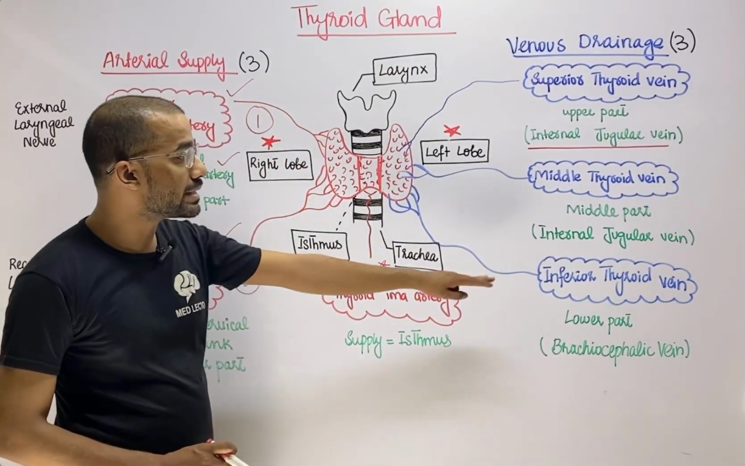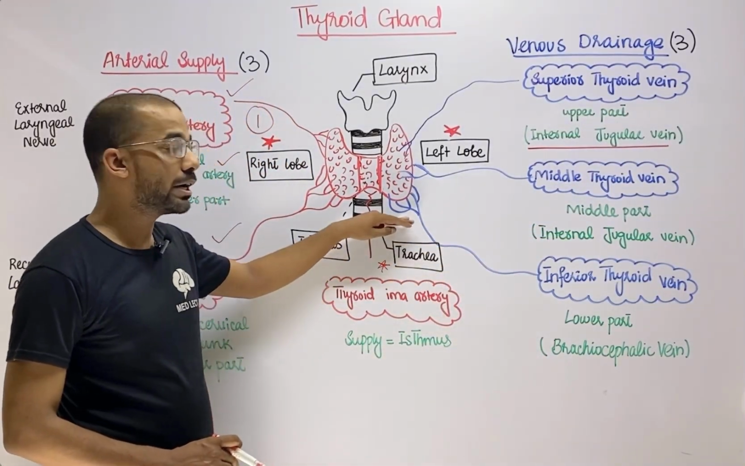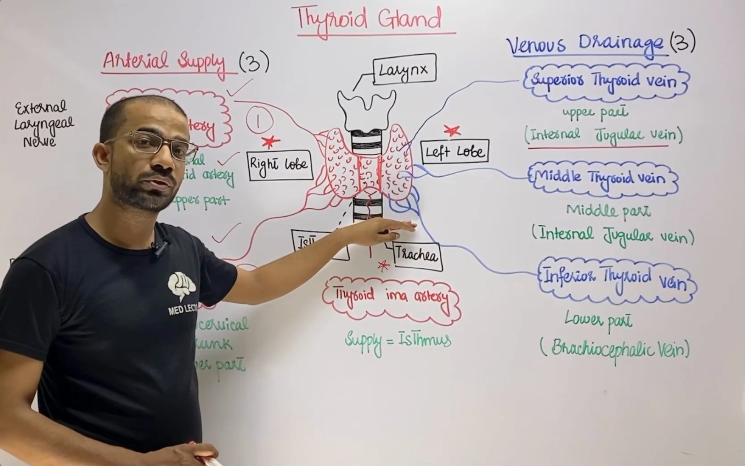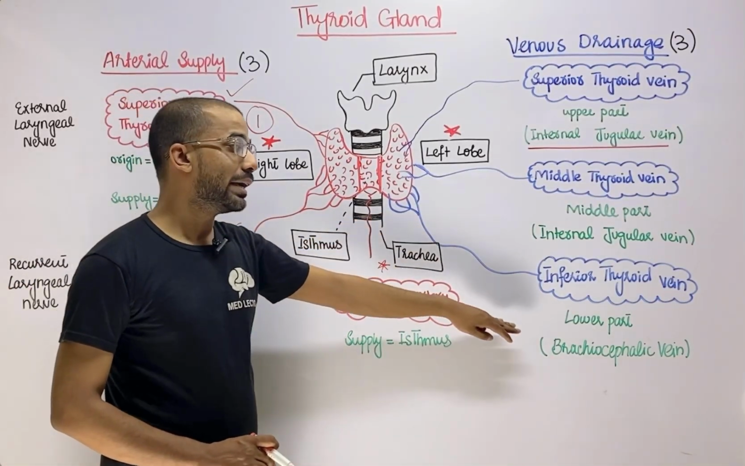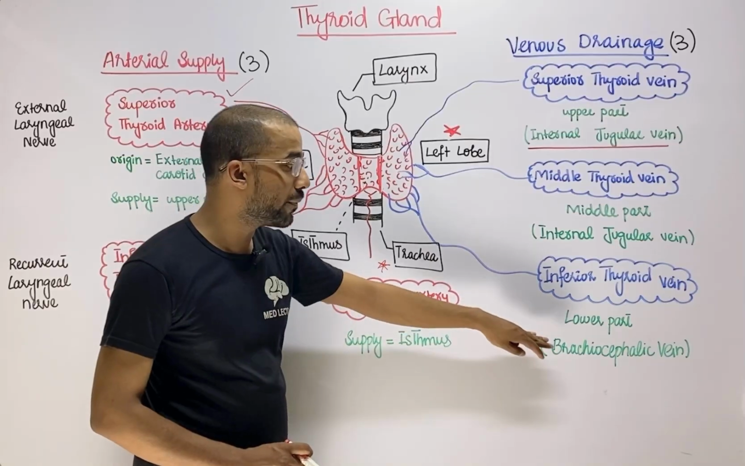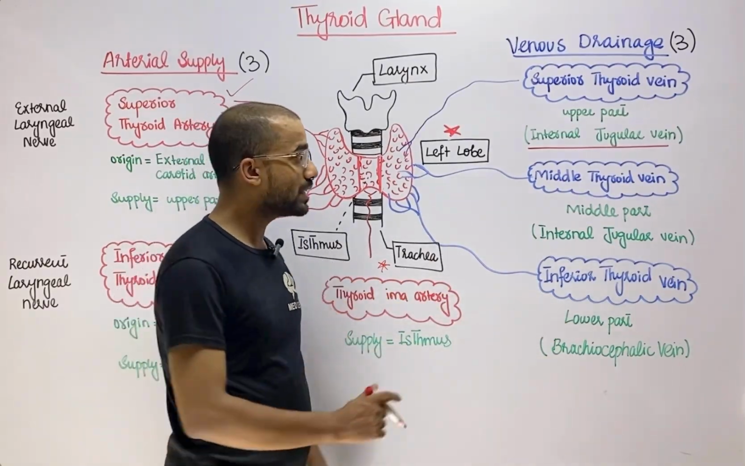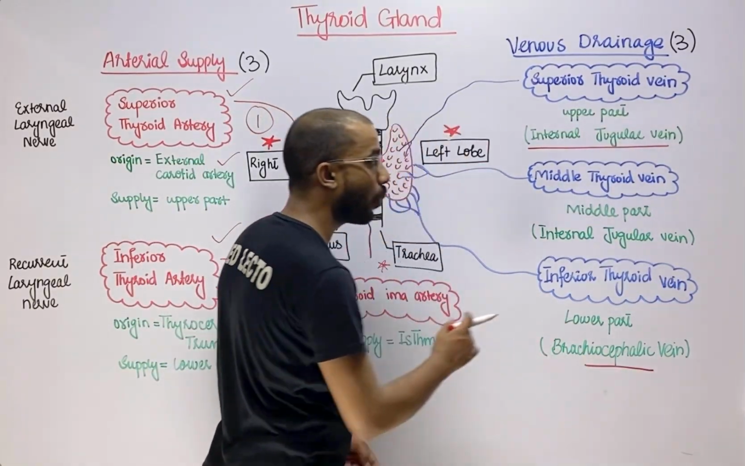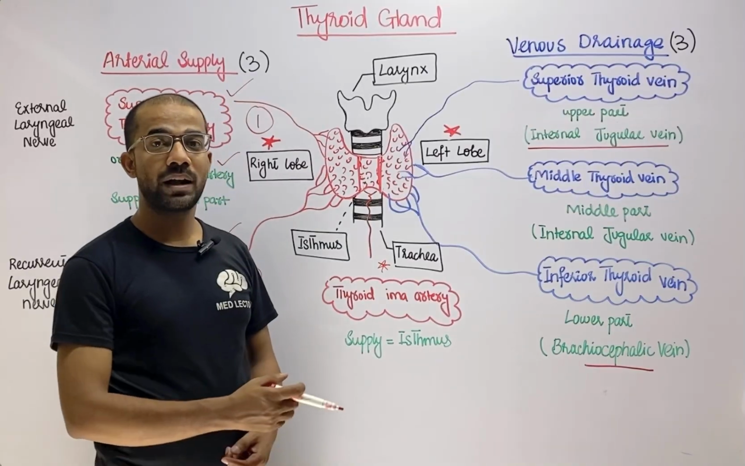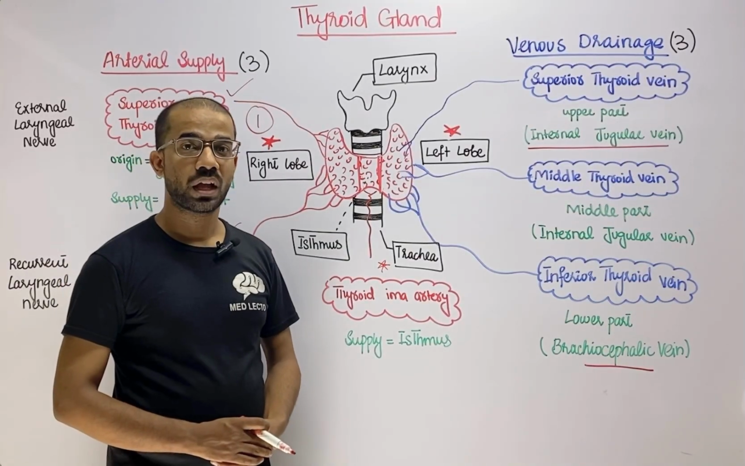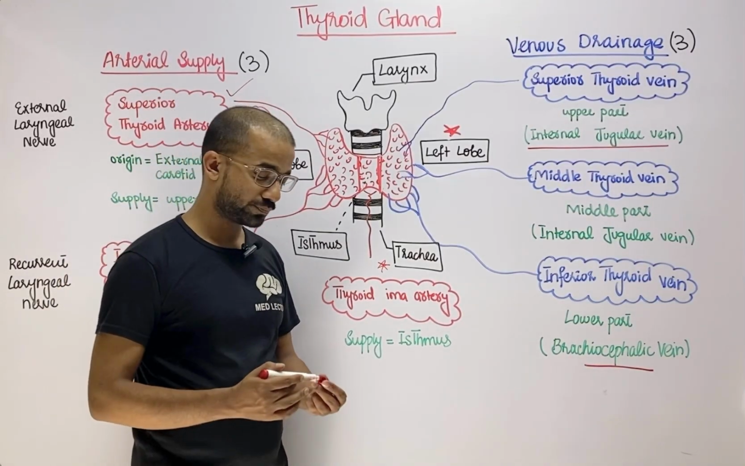And third is the inferior thyroid vein. It will drain blood from the lower part of your thyroid, and it will drain the blood into the brachiocephalic vein. So these are the three important veins that carry blood away from your thyroid gland.